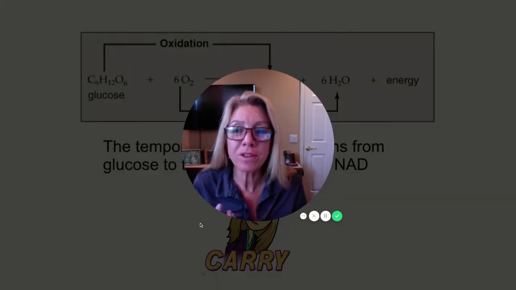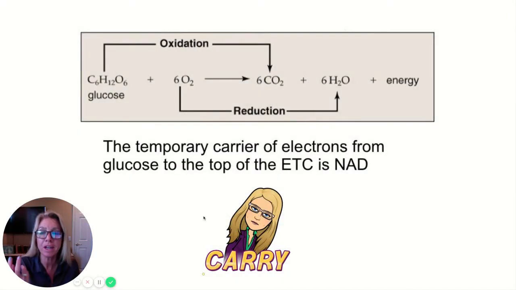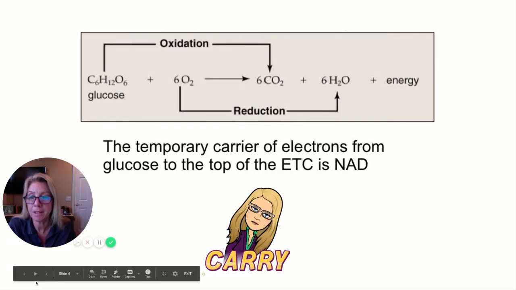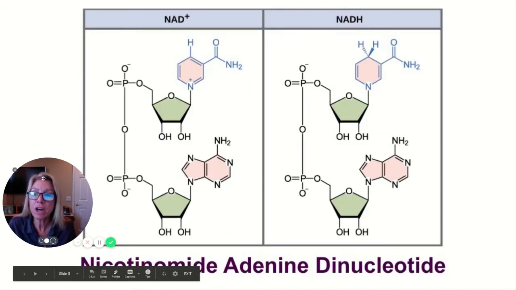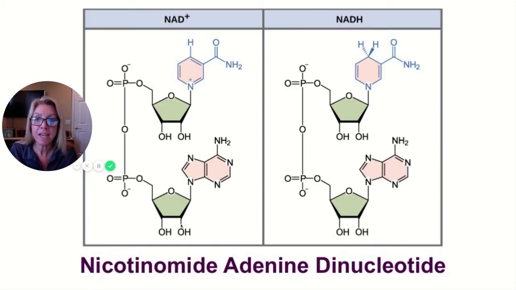All right, so let's start talking about those coenzymes that we use to carry, like the mule, carry the electrons from the glucose into the electron transport chain in order to generate ATP. So we're going to talk about NAD. Very similar to NADP, but here it is in its oxidized state. Here is the molecule. And then look here at the reduced NADH.